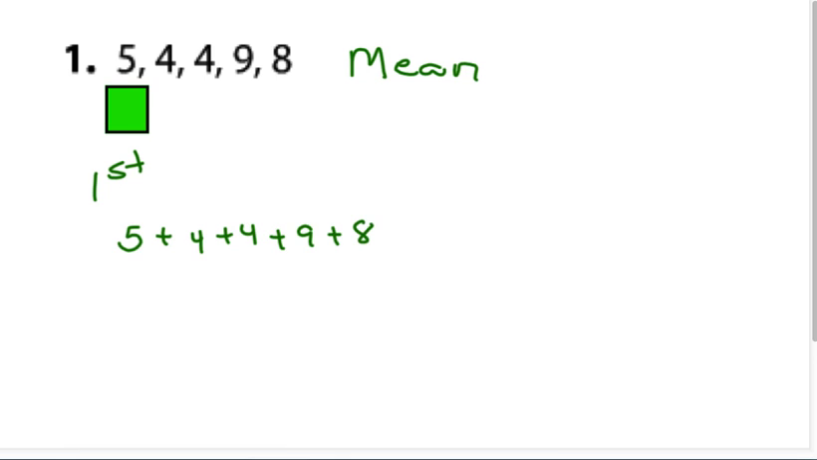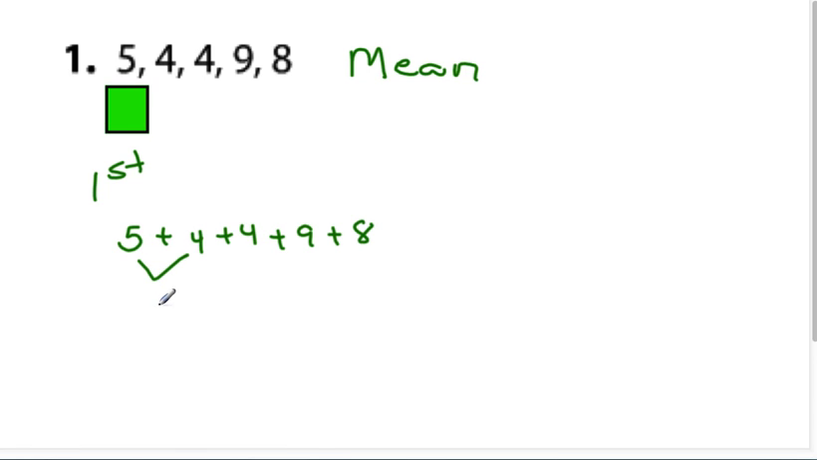Alright, here we go. Now, the first thing that you want to do if you want to find the mean is you need to add your numbers up. So, of course, if we have 5 and we add 4 plus 4 plus 9 plus 8, we add those all up.